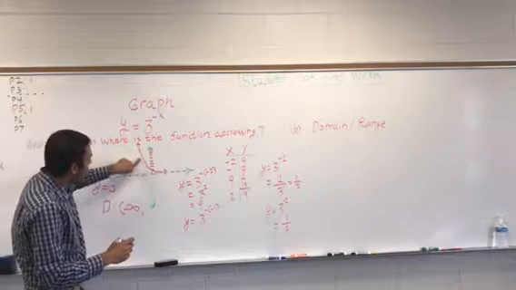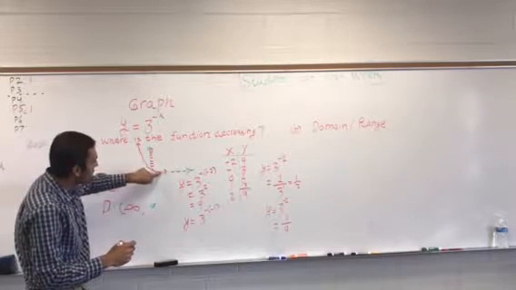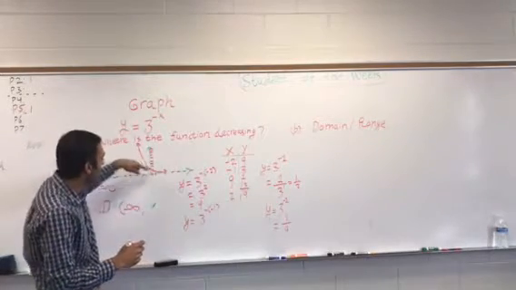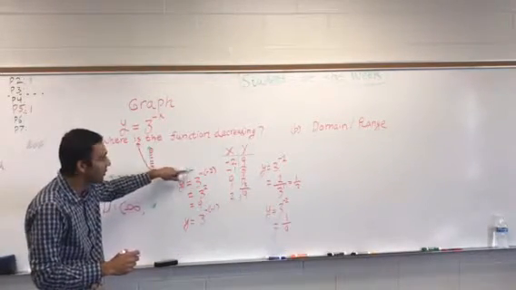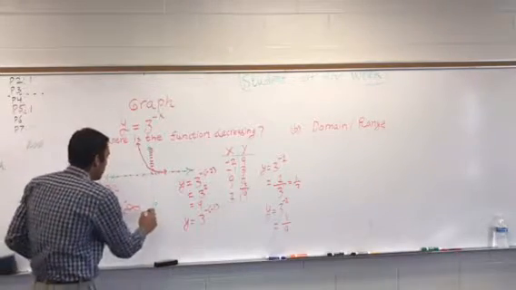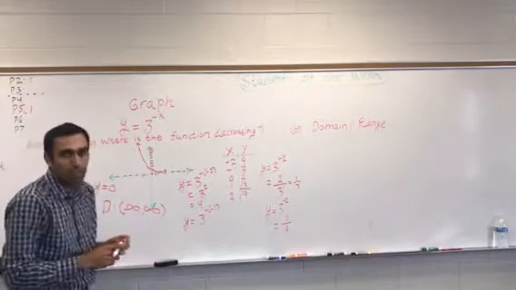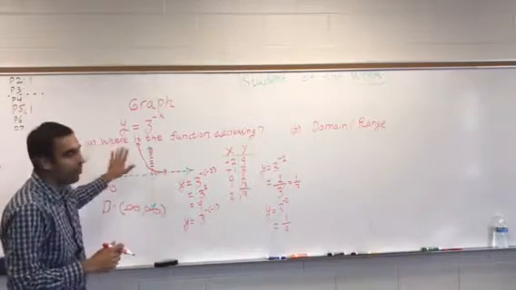You go, it's decreasing, decreasing, decreasing. It starts to level off, but you see the fraction is still getting smaller. So it's still decreasing, decreasing, decreasing till forever. So it's decreasing from negative infinity to positive infinity. So that takes care of that.